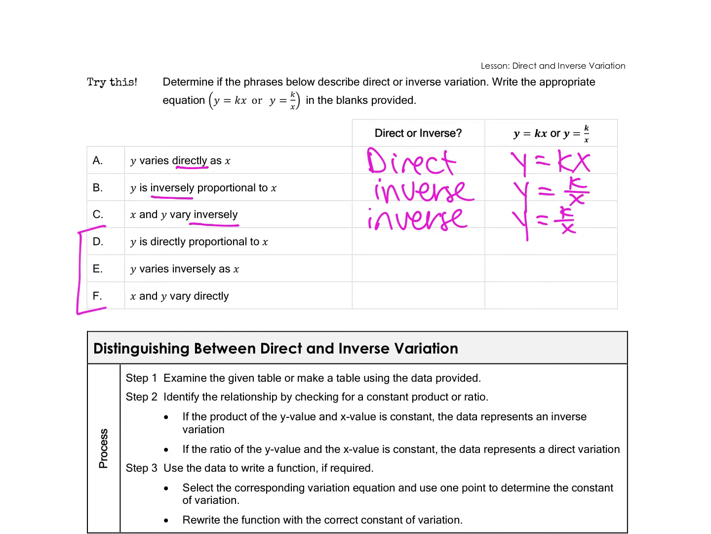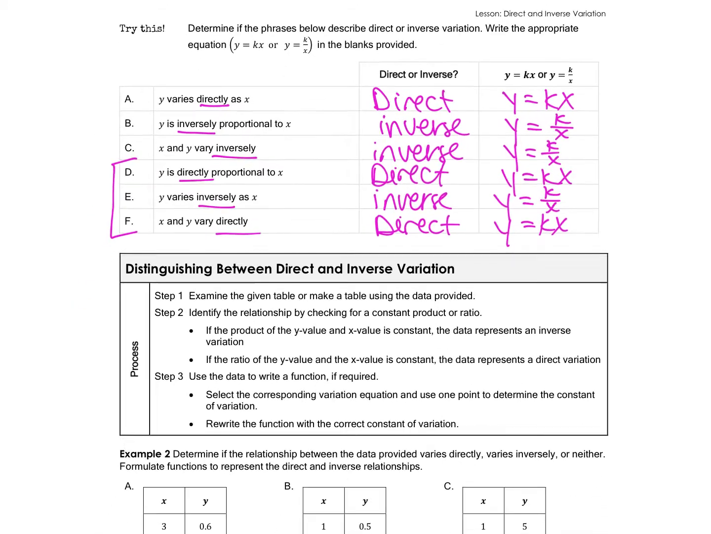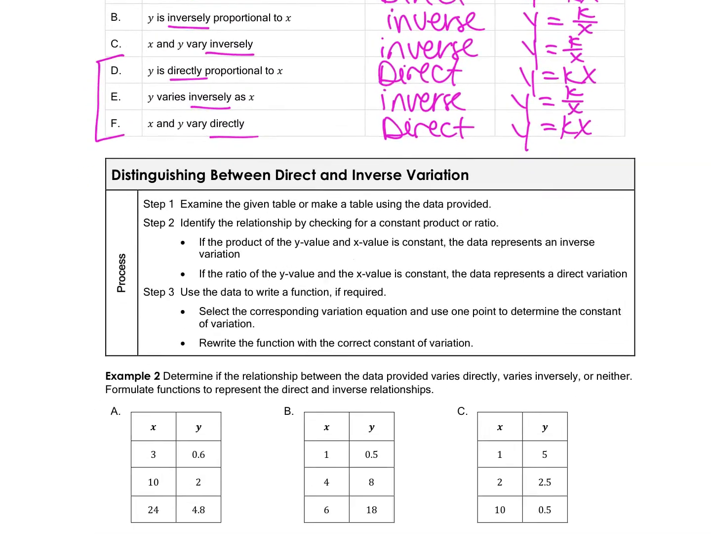Okay, so part D, hopefully you did this. It should be direct because of this keyword, y equals k times x. Inversely, inverse, y equals k over x. And directly, y equals k times x. Okay, so again, you're going to have to know which equation to set up.